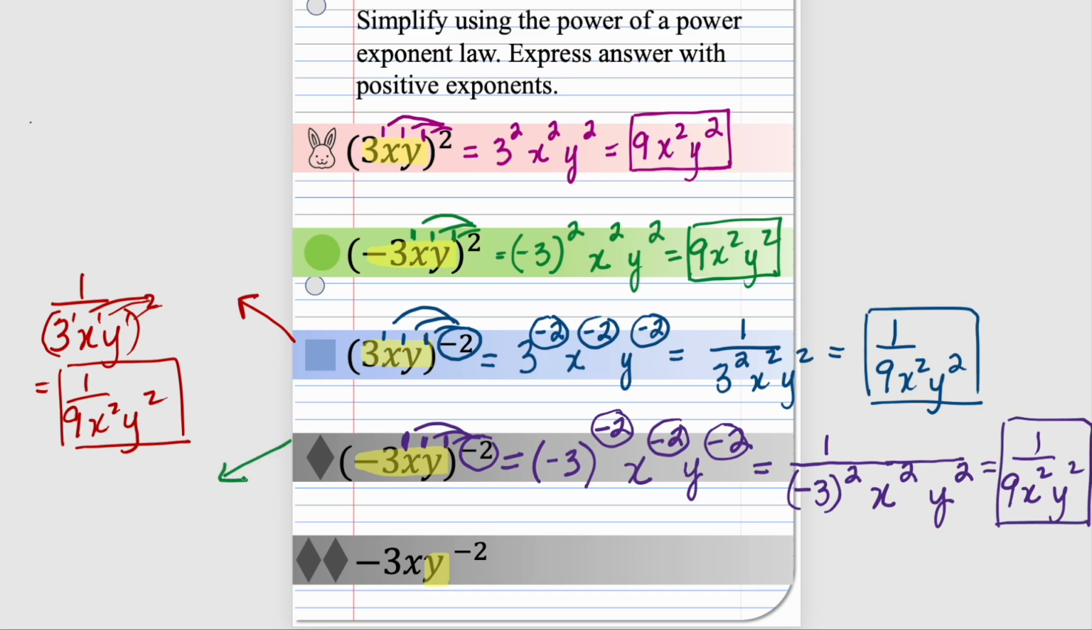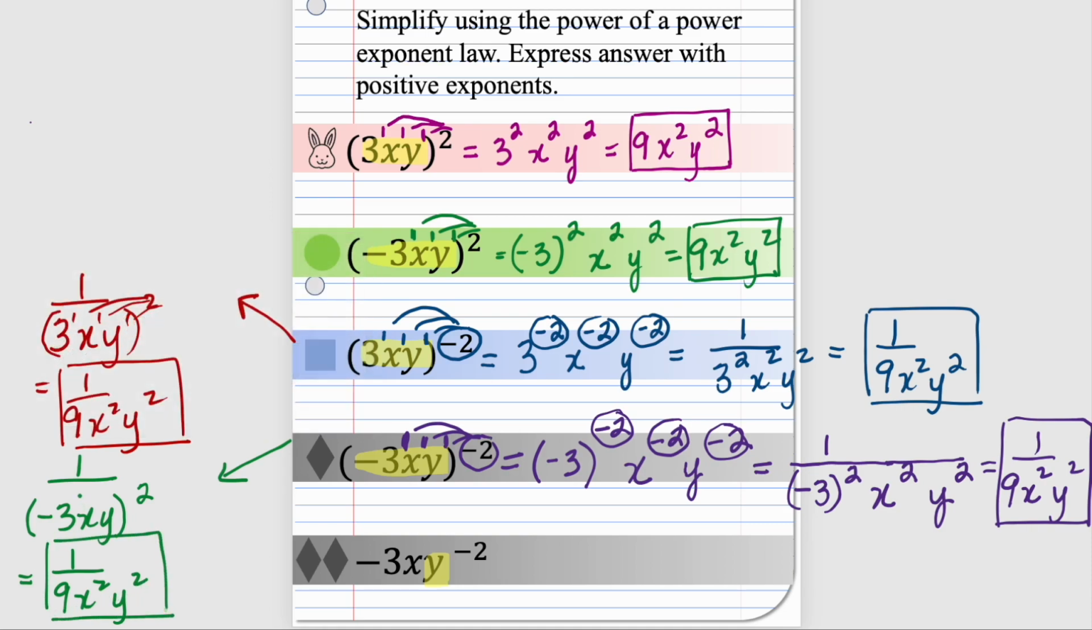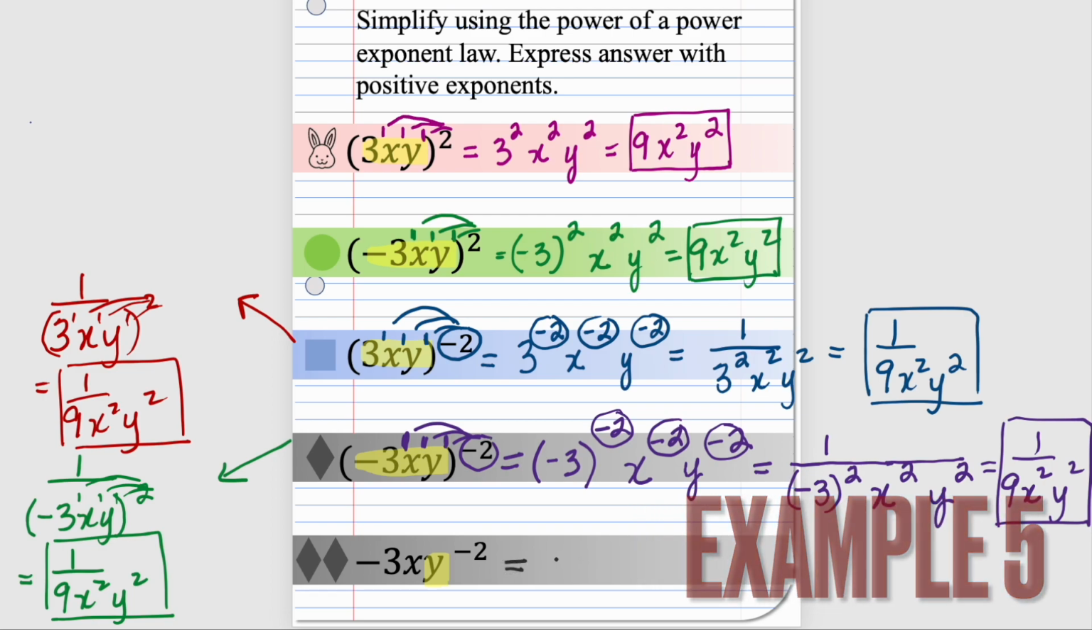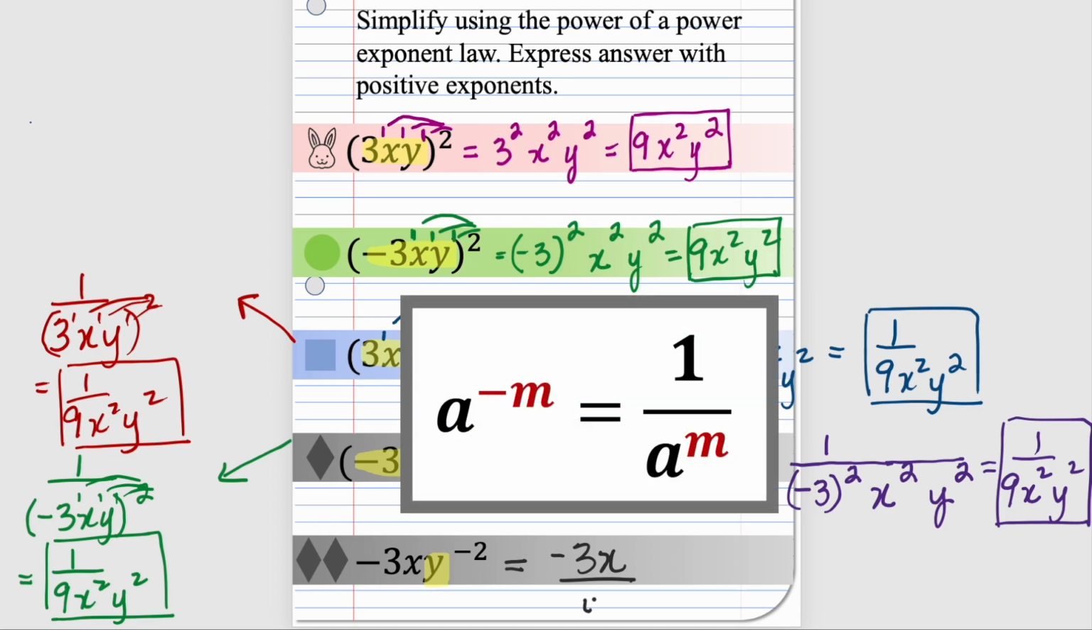And just as a review, we could have done the negative exponent law first, and that would result in 1 over 9x squared y squared. Same thing, because these ones have a little 1. And we would apply our power of a product rule. And the last one, we just have a negative 3x on the top for the numerator, and the y is the base that goes to the denominator with the exponent changing to a positive because we use the negative exponent law.